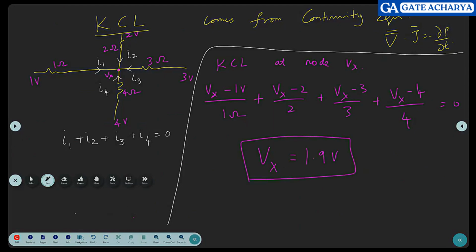So one of the applications of KCL is finding the voltage at the unknown node. This node, I don't know the voltage. I use KCL, I get the voltage. We're going to see lots of such applications of KCL in op amps, particularly when you study analog. You'll see that in op amps this is very often used. KCL.